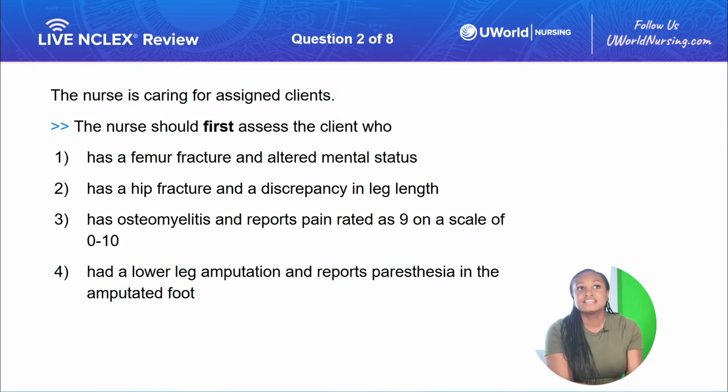Next question. The nurse is caring for assigned clients. The nurse should first assess the client who, what. So again, look for expected findings versus complicated findings. Option 1, has a femur fracture and altered mental status. Option 2, has a hip fracture and a discrepancy in leg length. Option 3, has osteomyelitis and reports pain rated as a 9 on a scale of 0 to 10. And option 4, had a lower leg amputation and reports paresthesia in the amputated foot. Let me know what you guys think.